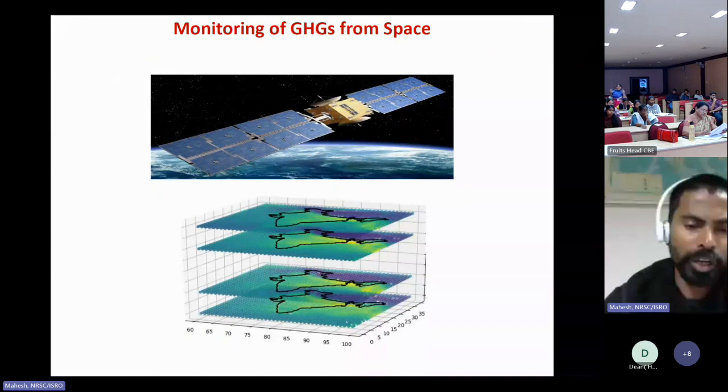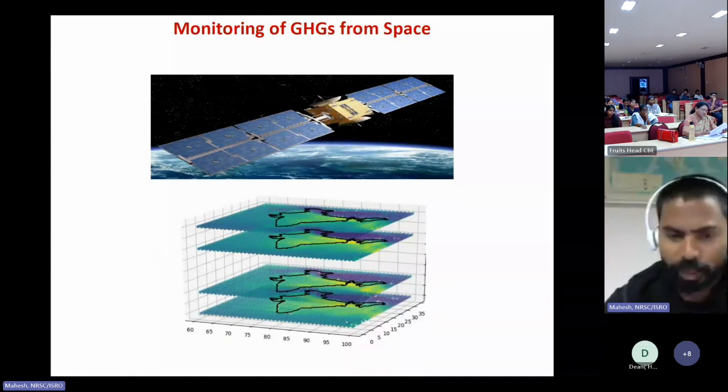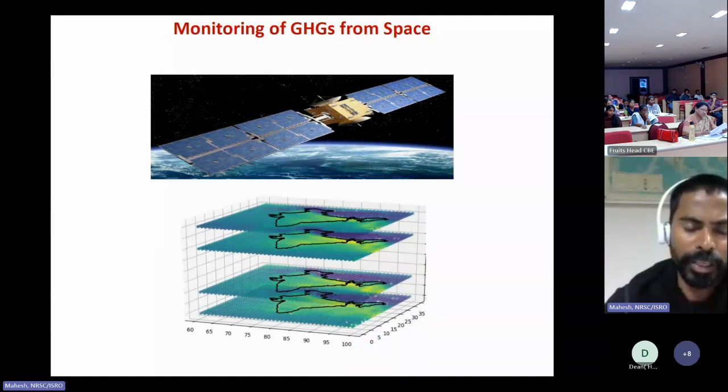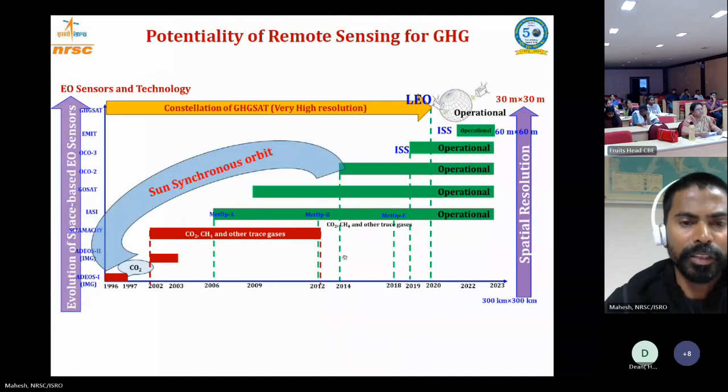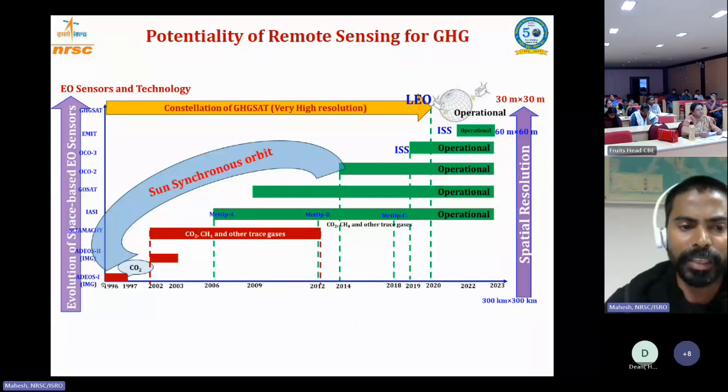And now, so far we talked about how the ground-based observations are useful for the monitoring of greenhouse gases. Now from space, because in the last 2 to 3 decades, remote sensing has become a very powerful tool to monitor the space on a global scale. So this is the evolution of remote sensing in the field of greenhouse gases from 1996.